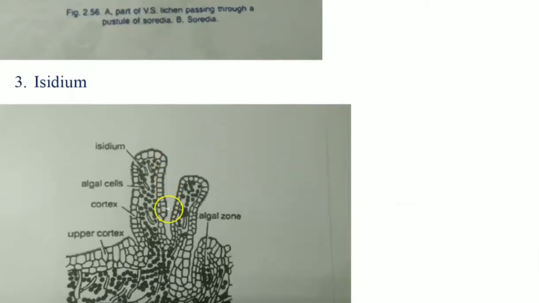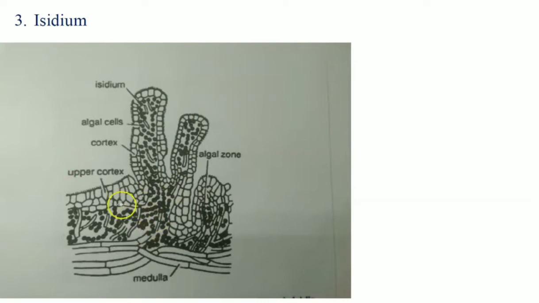Another part is the isidium. On the upper surface of the thallus, some outgrowth, a papillate outgrowth, is formed. The main function of the isidium is to increase the photosynthetic activity. This part comes out from the lichen thallus to absorb more sunlight for photosynthetic activity. But sometimes this part is cut down, and when it settles on a suitable substrate where it gets moisture, at that time this isidium germinates into new lichens.